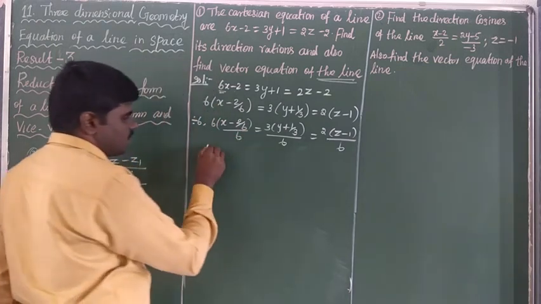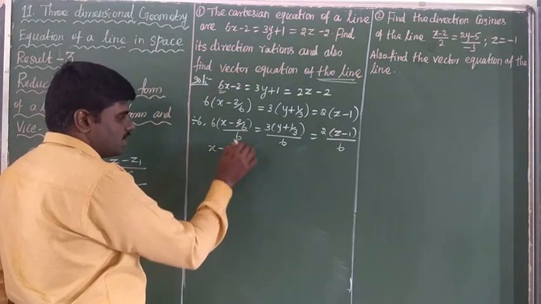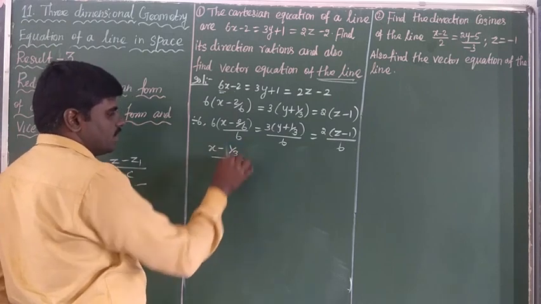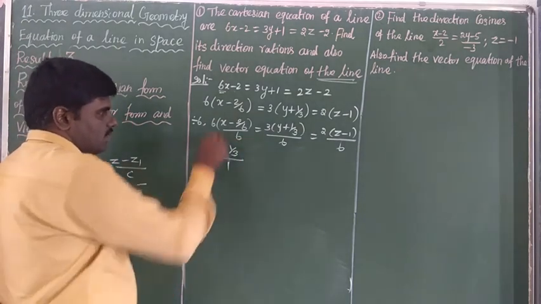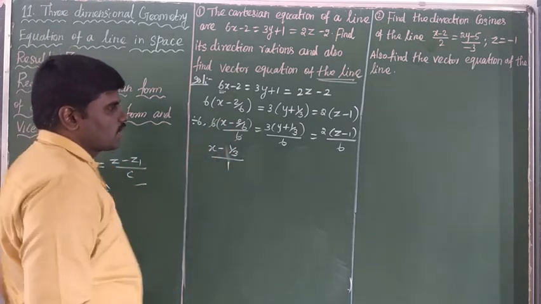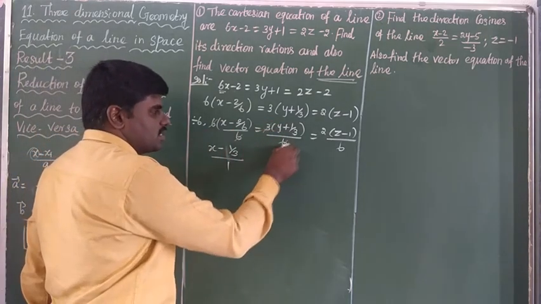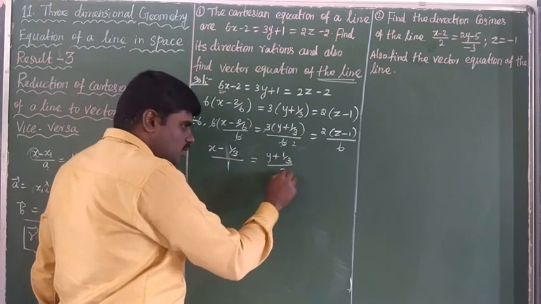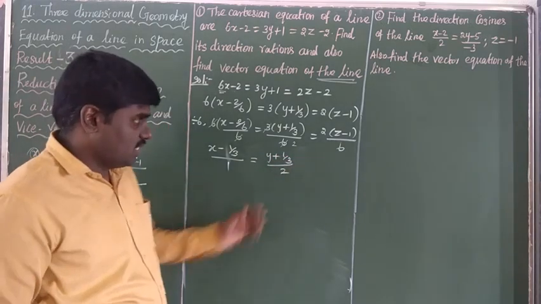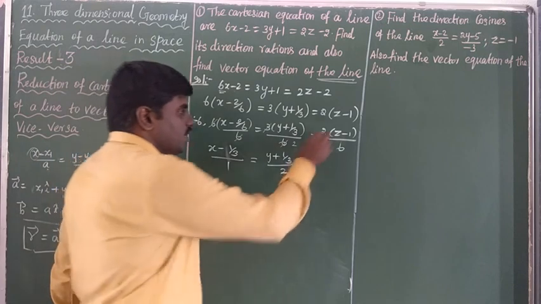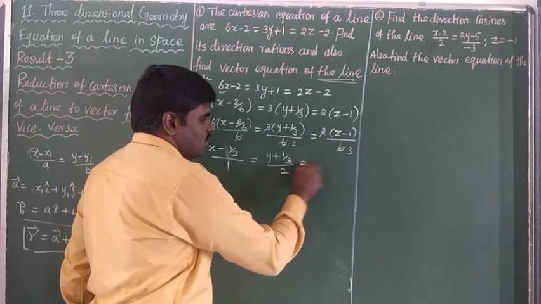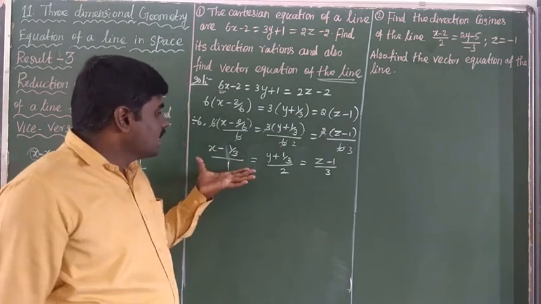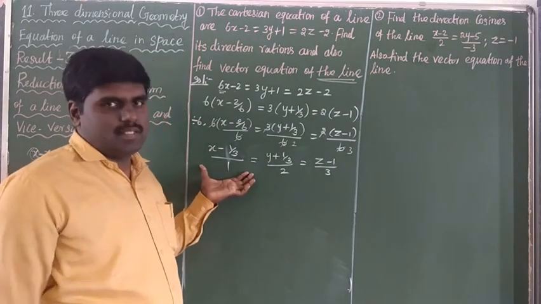Now simplify the concept. For x minus 2, the 6 cancels, giving 1 by 3 divided by 1. Next, 3 goes into 6 two times, so it becomes (y plus 1) by 3 by 2. Simplifying similarly, 3 goes into 6 how many times? 3 times. So z minus 1 divided by 3. This is the equation of the straight line.